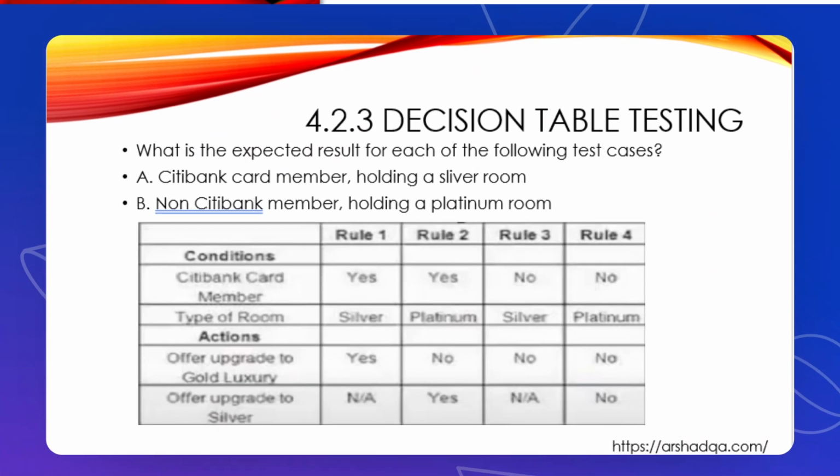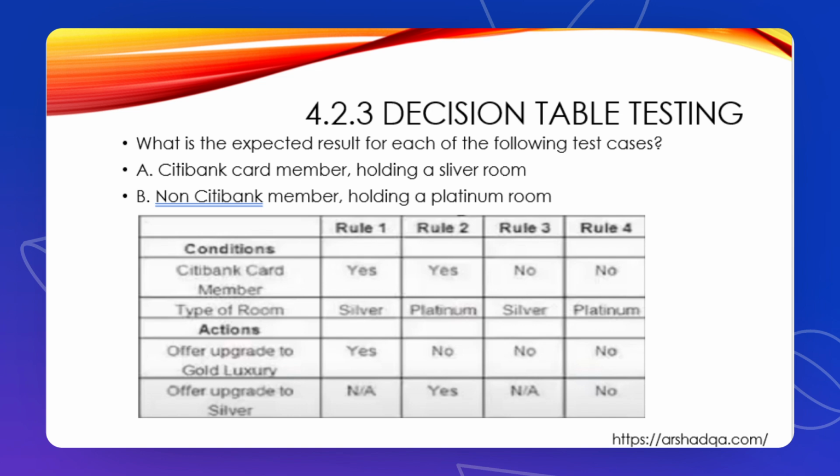So let me show you an example. Here you can see, what is the expected result for each of the following test cases? A, a Citibank card member holding a silver room; B, a non-Citibank member holding a platinum room. In this case, we have two conditions, Citibank card member and type of room. We have two types of room, silver and platinum. We have 4 rules, so we apply the 4 rules. In actions, we have offer upgrade to gold, luxury, offer upgrade to silver.